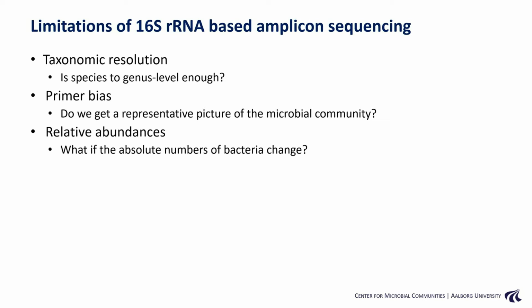There's also the question that when we do this kind of analysis, we get relative abundance of the bacteria. So what would happen if the absolute numbers of bacteria change in the system? If we want to link it to process performance, it's really important about the actual number of bacteria rather than their relative abundance in a community. So we need to figure out ways to tackle this problem in the future. And that's also something we are working on.